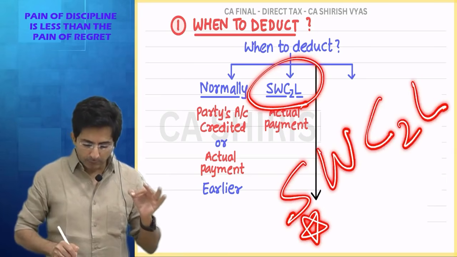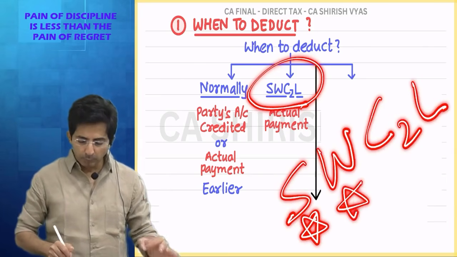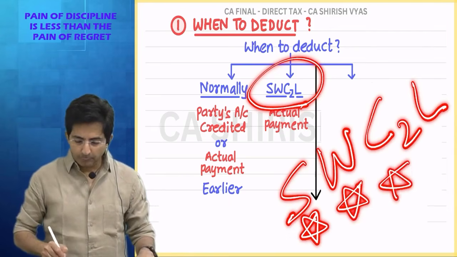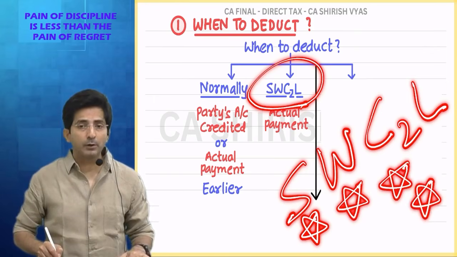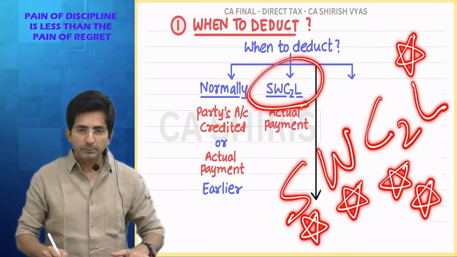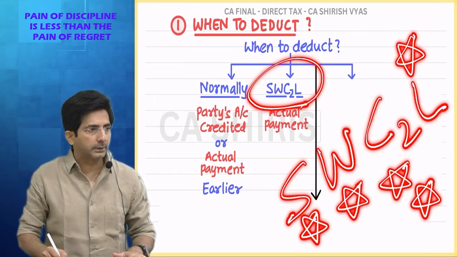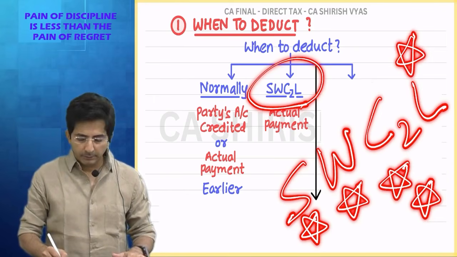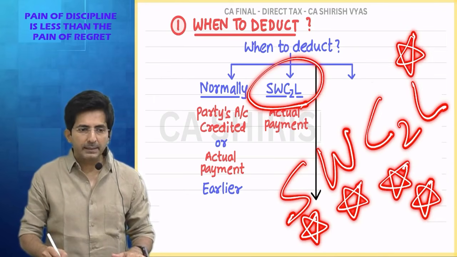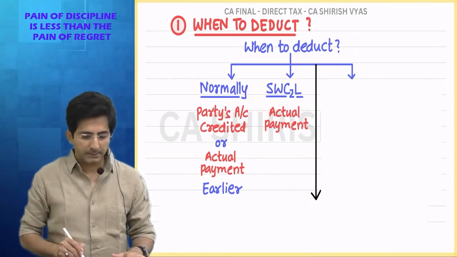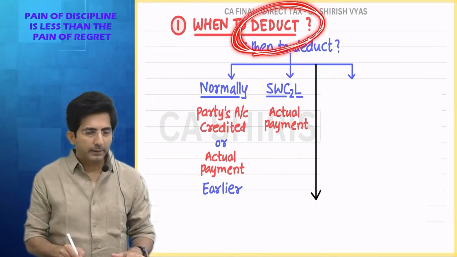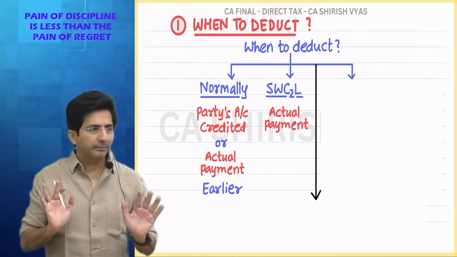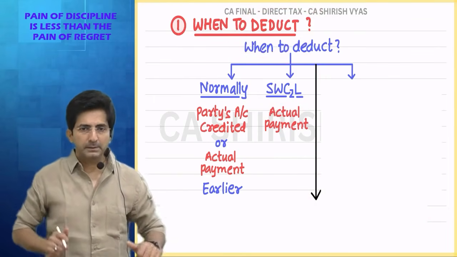SWCL. S for salary. W for winnings. C for compulsory acquisition compensation. Another C, cash withdrawal. L for life insurance maturity proceeds of big premium policy. So these are exceptions where TDS is deducted on actual payment basis. What do you mean by TDS is deducted on actual payment basis? Deducted means you have to create the liability on actual payment basis.